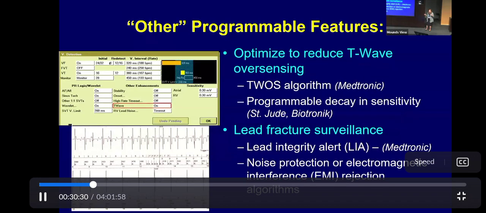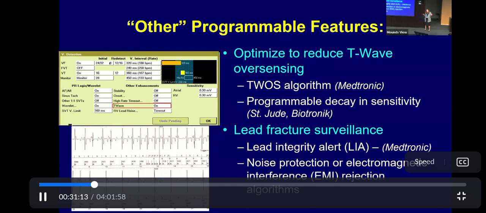So what other features? There are lots of other great features. These engineers at Medtronic and elsewhere are really brilliant, right? They come up with these things to reduce T-wave oversensing. I program that on all the time. For options in devices, you would want that, right? And other manufacturers have different ones, like decay and sensitivity. And then there are lead fracture surveillance, lead integrity alert, or noise detection algorithms in devices. So a lot of this stuff we don't have to think about anymore. But over the years, a lot of these things will come as out-of-box programming, but not all of them, and you might have to adjust certain things for your particular patient.